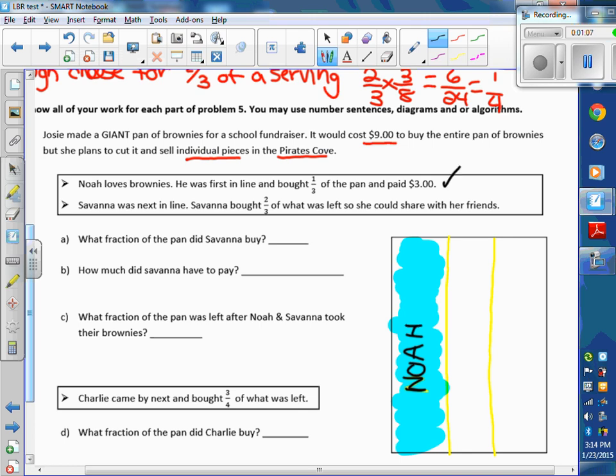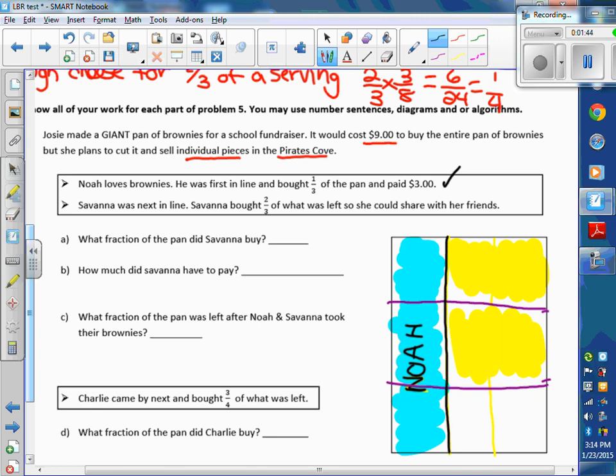Okay, so I've done this. Savannah was next in line. She bought 2/3 of what was left, so the white is left. Now I'm going to divide the other direction. So Savannah is going to break this into thirds. Savannah bought 2/3 of what was left, which is the white part. So Savannah buys this third and this third. I'm going to put in that original line again. Make these lines.